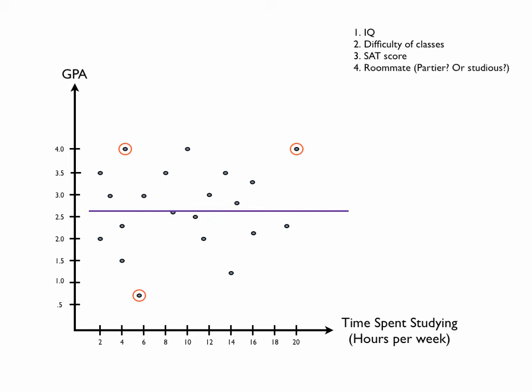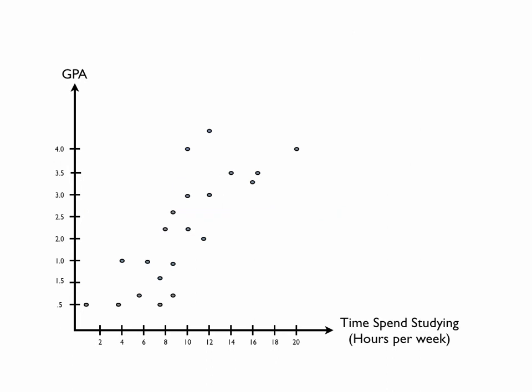And lastly, you might want to control for a roommate. Maybe if your roommate's a partier, that adversely affects your GPA, and if your roommate is studious, that positively affects your GPA. So we might want to control for these different variables. And if we do, we might end up with a distribution that looks more like this.